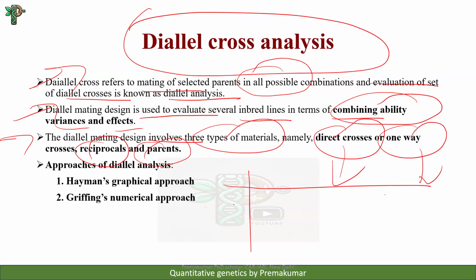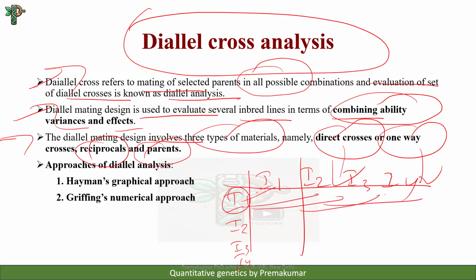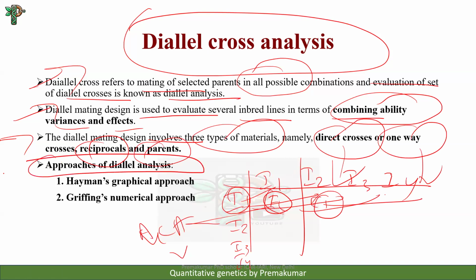For example, we have a set of inbred 1, inbred 2, inbred 3 and inbred 4. We are crossing inbred 1 with all possible combinations, and then we are creating F1s. You are evaluating the F1s for assessing your GCA and SCA or any variance components. There are two approaches for this diallel analysis: one is Hayman's graphical approach, and the other is Griffing's numerical approach.